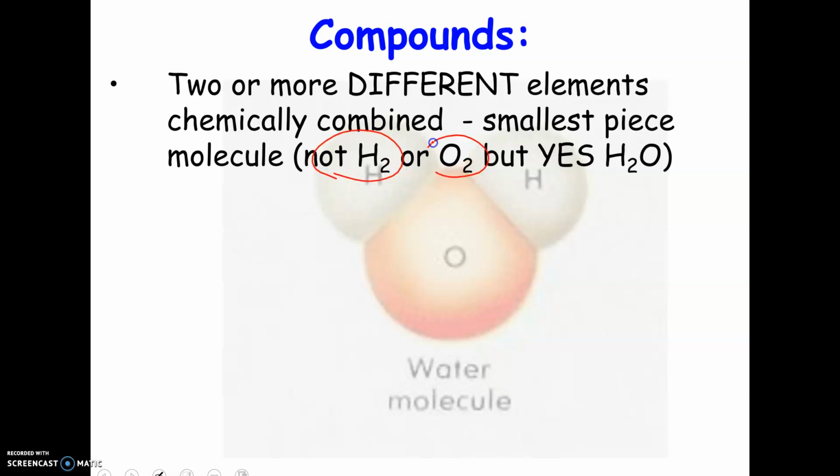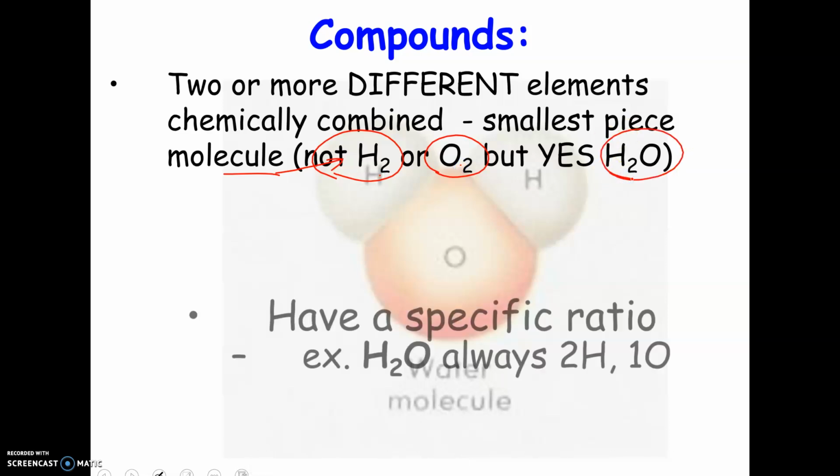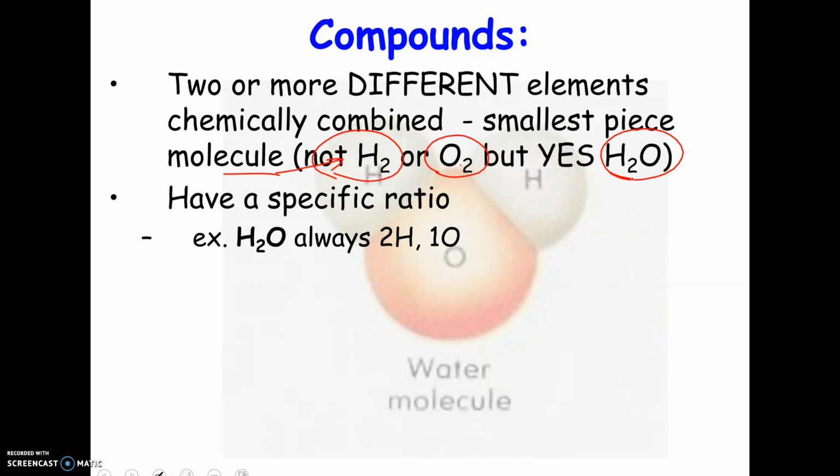So H2 or O2 would just be an element. They would be molecules, because a molecule is two or more atoms hooked together. But they would still be elements, and they would not be compounds. So H2O would be a compound, and the ratio has to stay the same.